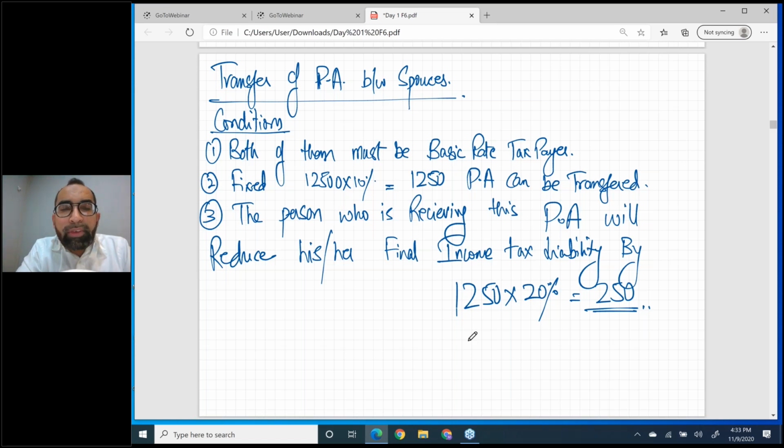Number two, there is a fixed amount. 12,500 is the original allowance, multiplied by 10%. Only 1250 of the personal allowance can be transferred. Only 1250 fixed personal allowance can be transferred, right?